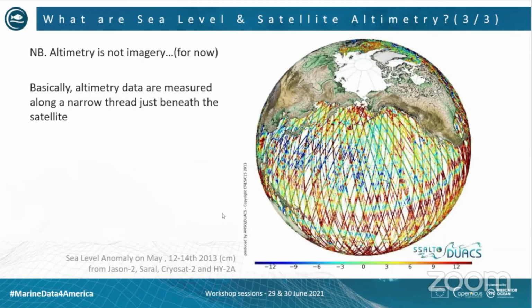What you have to understand is that altimetry is not imagery for now. Basically, altimetry data are measured just beneath the satellites along a narrow thread. So what you can have is something like the figure here, which is made from several satellites. Each of the inclinations is coming from a different satellite. Here you have 4 different satellites involved in this map, and each is producing its own mesh of lines along the Earth.